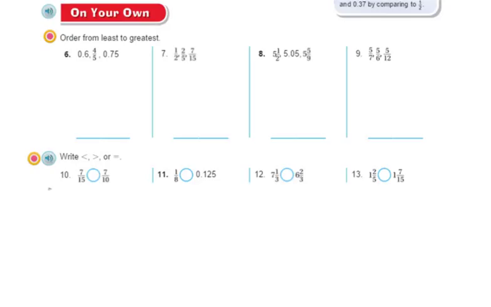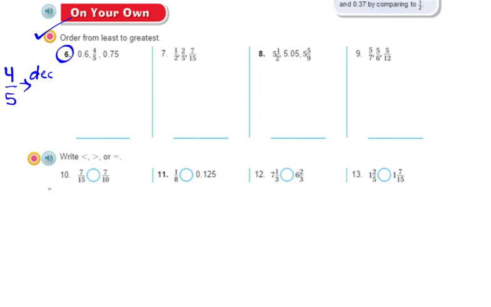So I'm going to give you 2 questions to answer. Underneath the set of directions here, order from least to greatest, I'd like you to circle question 6. And on question 6, I'm going to give you a hint. You're going to want to take 4/5, and you're going to want to write that as a decimal. And then order from least to greatest.